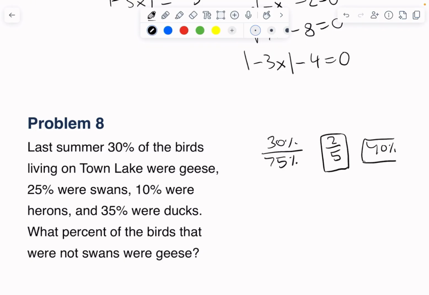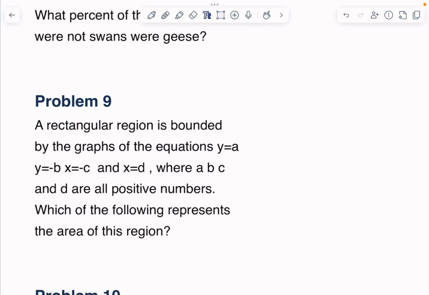A quick way to find the percentage from a fraction is to get the denominator as 100. So 2/5 times 20/20 equals 40/100. So this is just 40%, because the top is the number of percent.